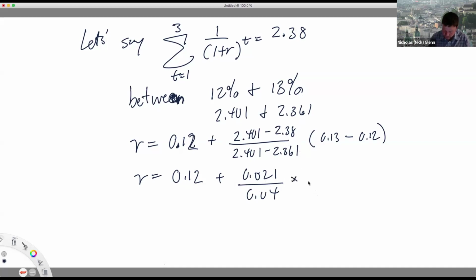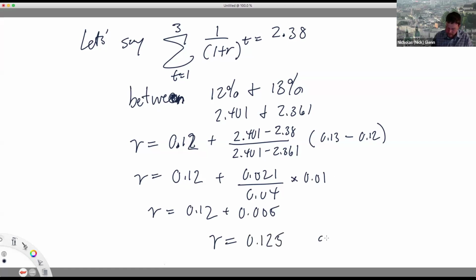Okay. So basically when you multiply that times this 0.01 and add all that together, that's going to be 0.12 plus 0.005. And so your internal rate of return, if you have a problem on your problem list for your homework and you had these numbers, would be 0.125, or you can write it as 12.5%.